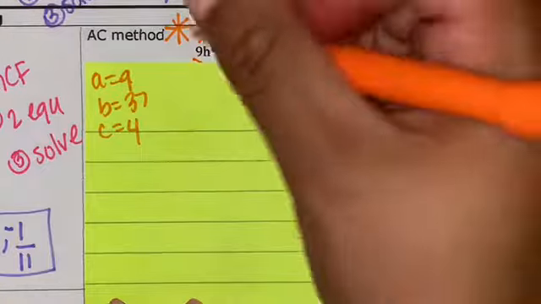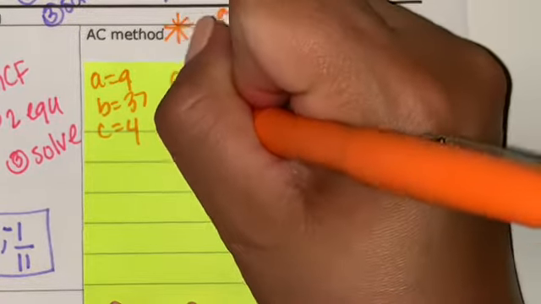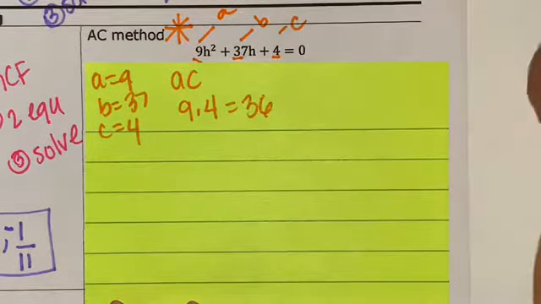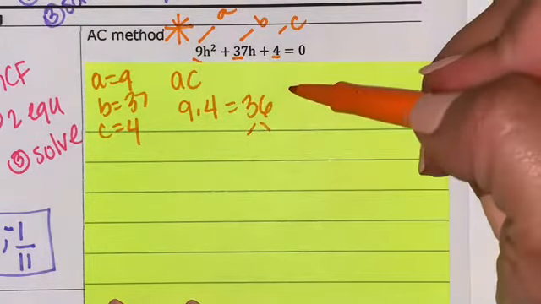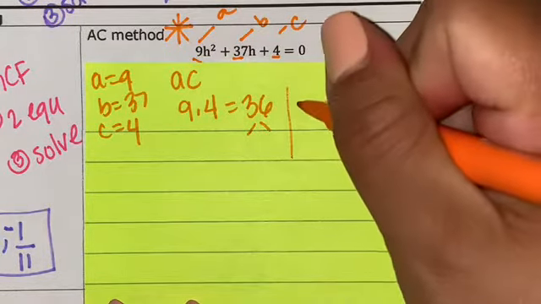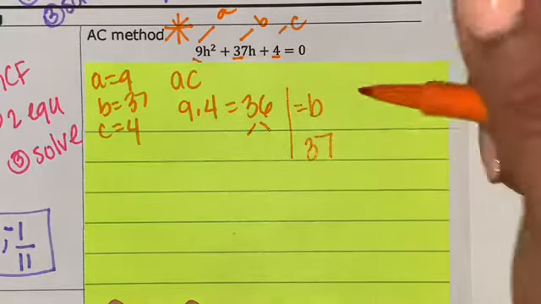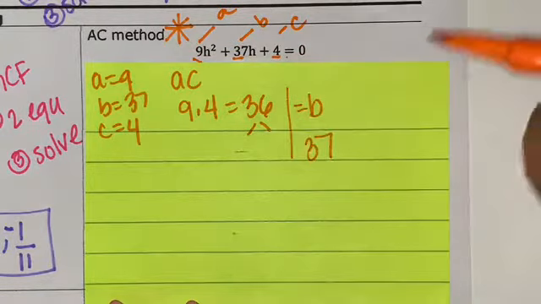Okay, so then you're going to say a times c, which is going to be 9 times 4 equals 36. And then you factor to find whichever is going to equal to b. So b in this case is 37. We have a positive and positive, so we know that both of our signs are going to be positive.